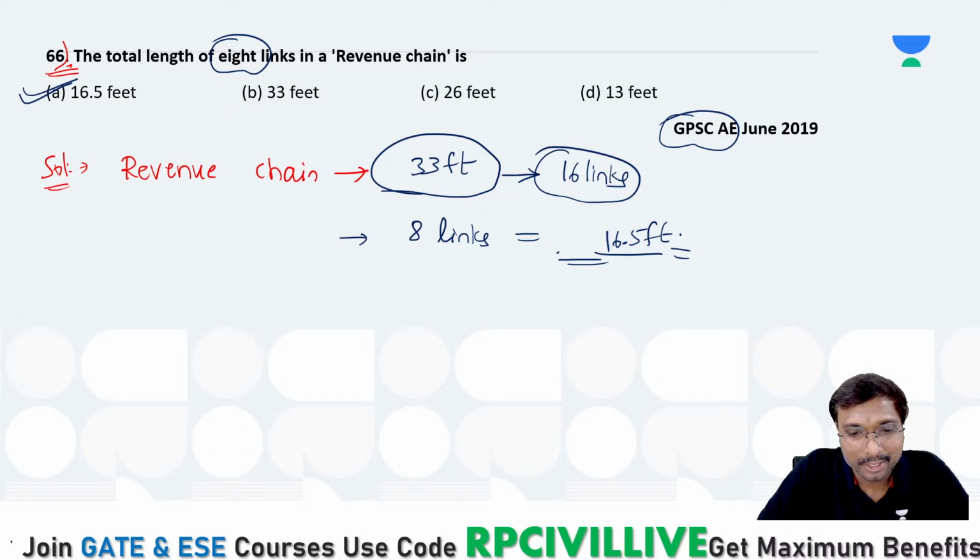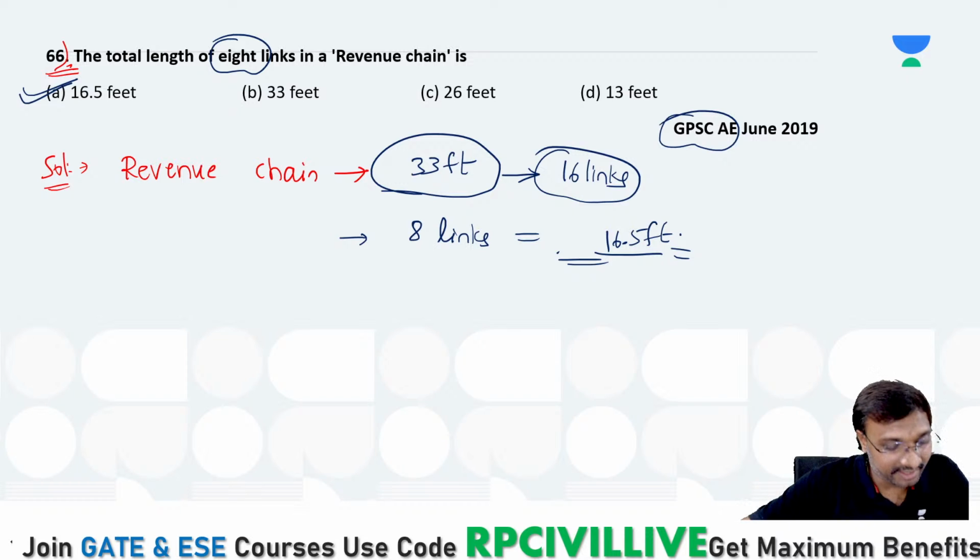Then what is that, you can say, if you just observe? Which one is correct and which one is wrong, all of you? Revenue chain is 33 feet, that is correct, right? And Gunter's chain is 66 feet is correct only, okay? Revenue 33, Gunter 66, that is only correct, right?